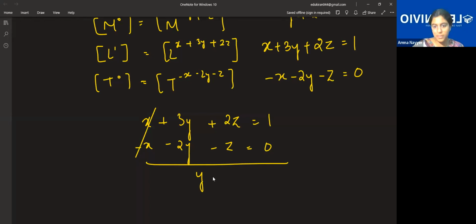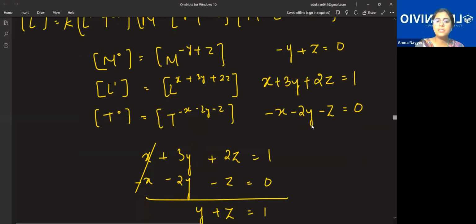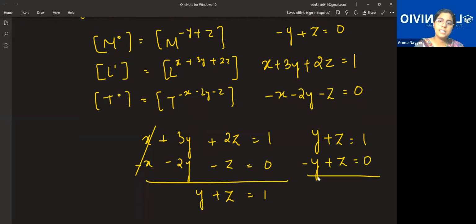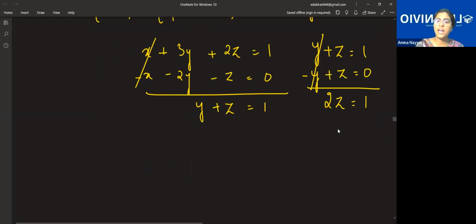2z minus z will be plus z, which will be equal to 1. This is left, so at least we have reduced this equation. One more equation we had: minus y plus z is equal to 1. One more equation here is minus y plus z is equal to 0. These can also be added, so they get cancelled. 2z is equal to 1. So the value of one variable we have: z is equal to half.